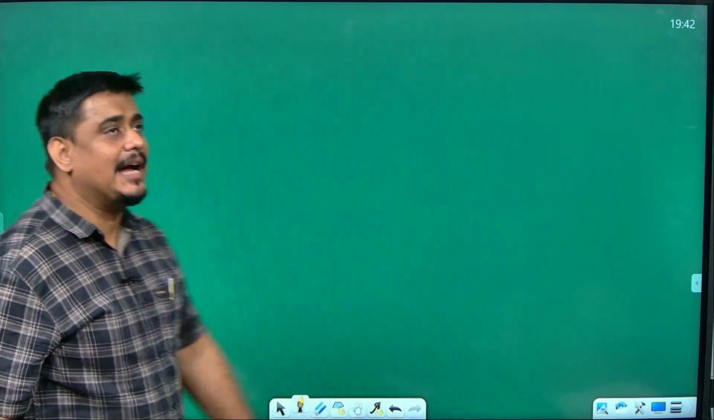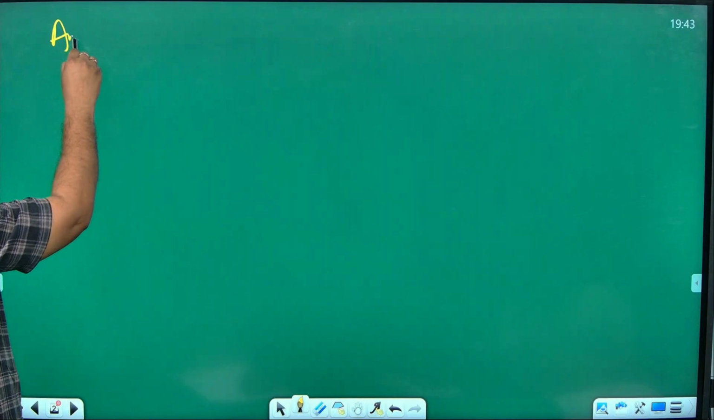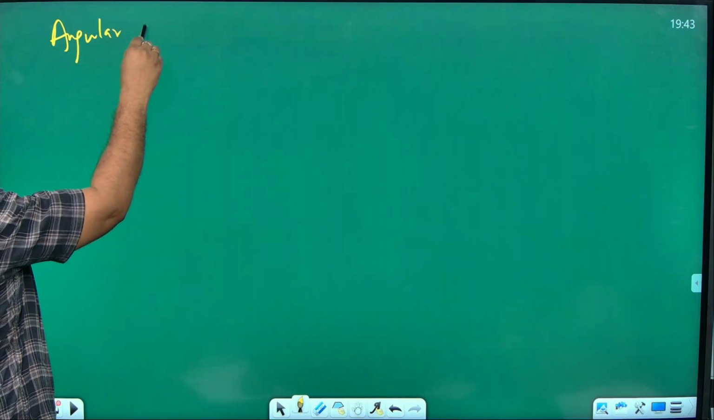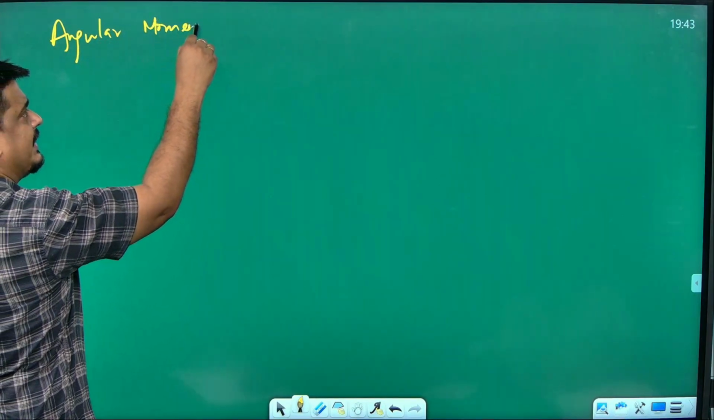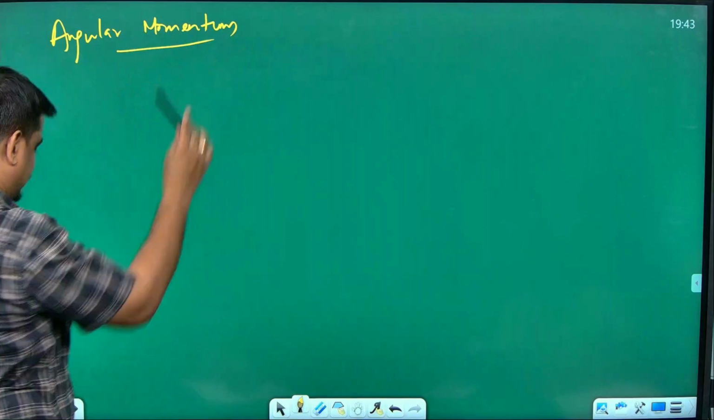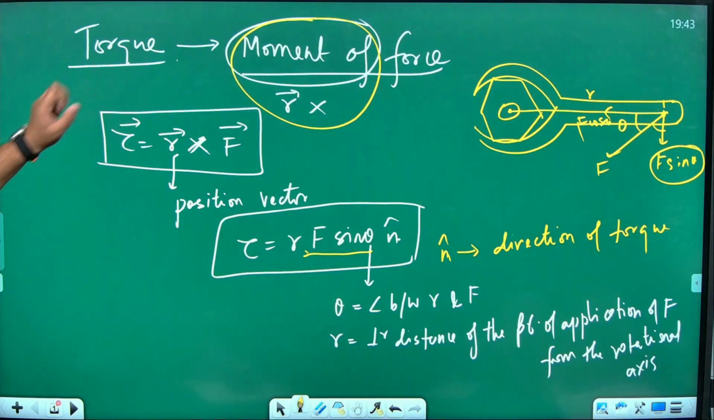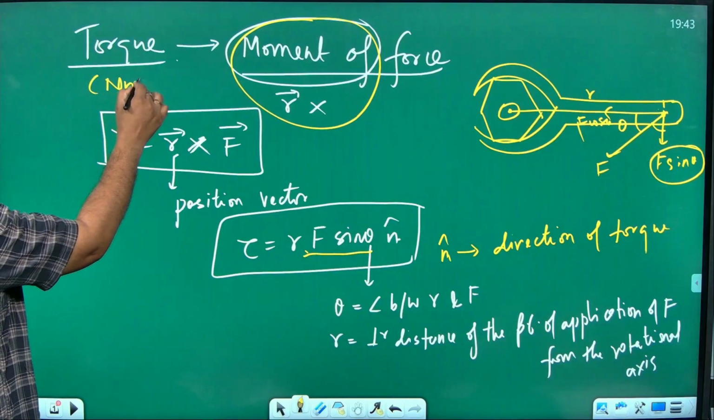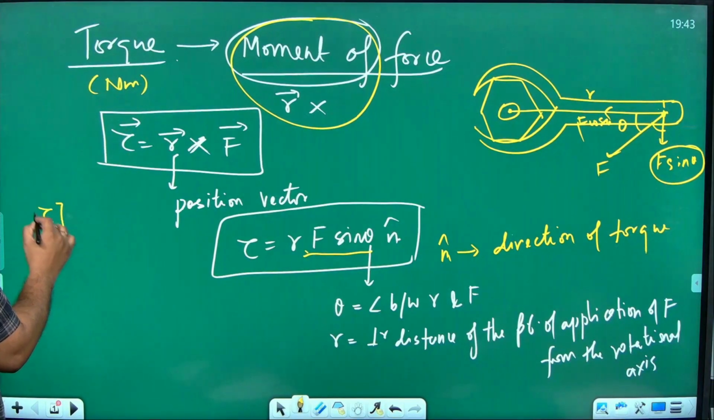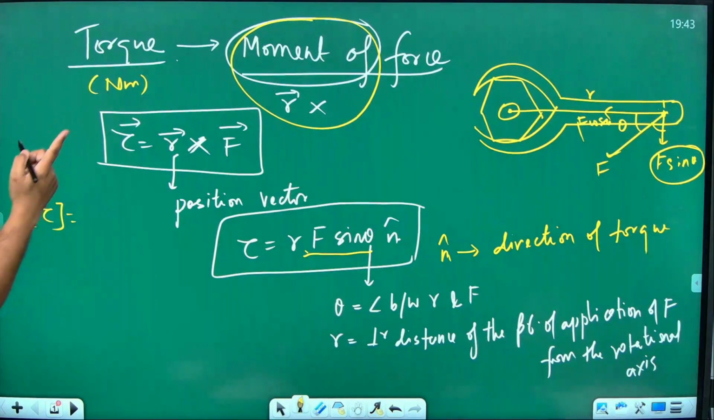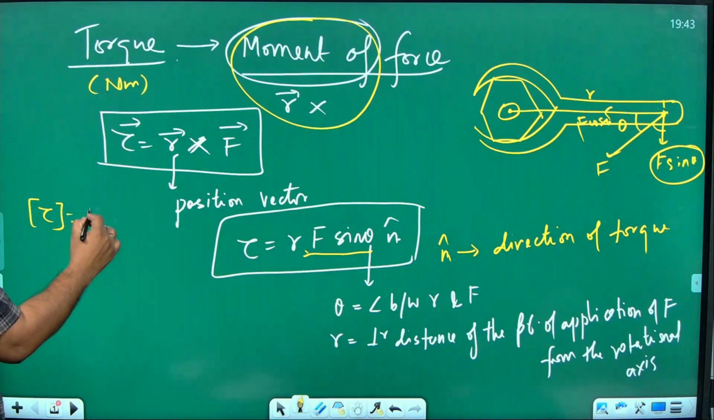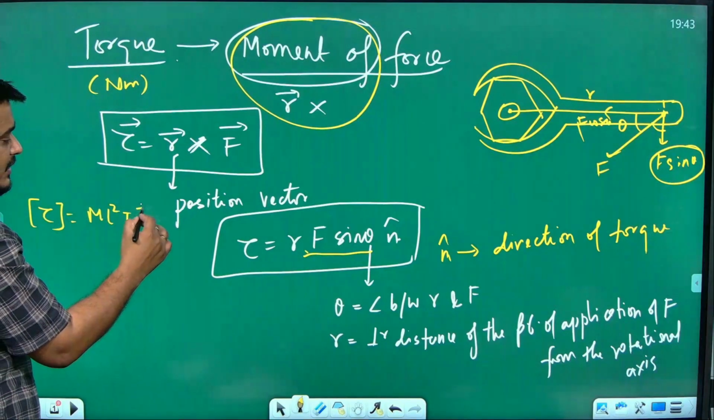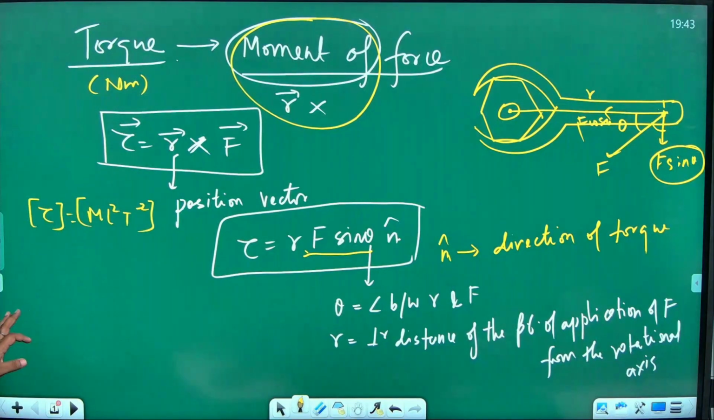So give the heading as angular momentum. Okay, one more thing I want to say. What is the unit of torque? Force into distance. How much will that be? Newton meter. What will be its dimension then? Force is M L T power minus 2, into L. So it will become M L squared T power minus 2. These things I hope you remember.